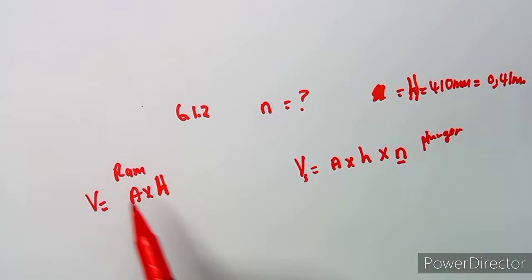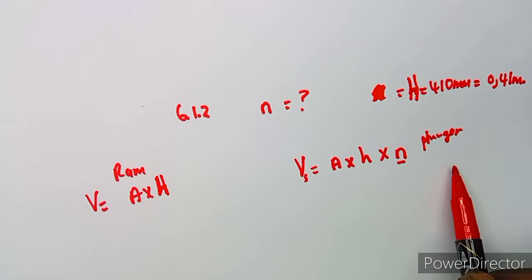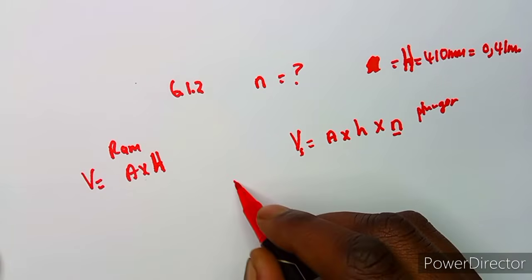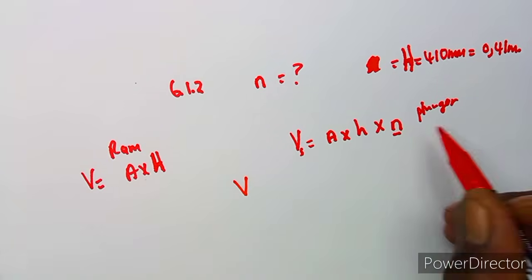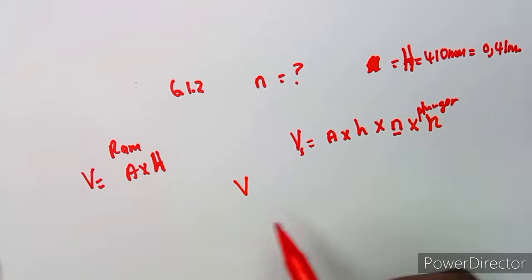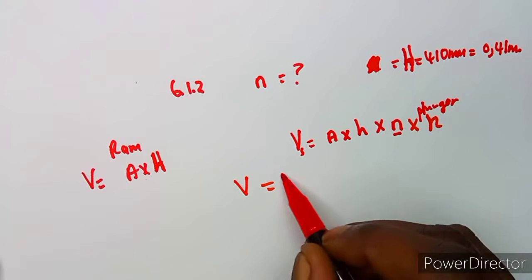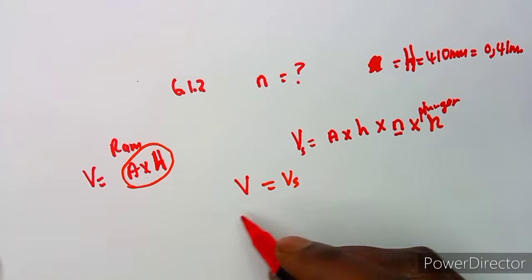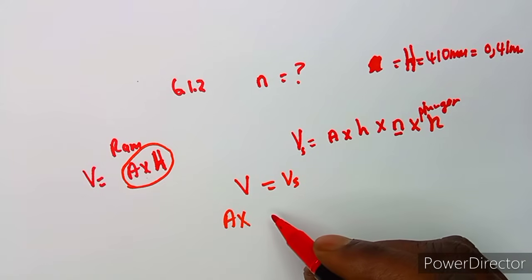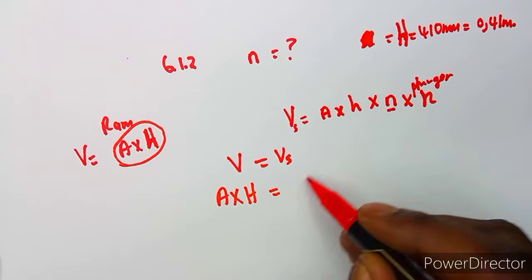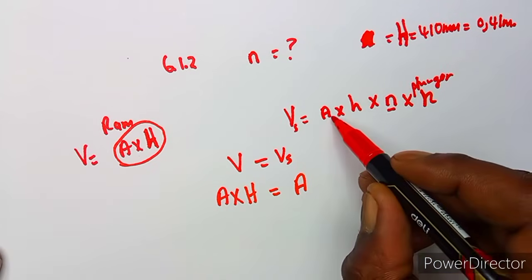So the relationship between these two volumes, the volume on the ram and on the plunger, is that if you multiply by the efficiency, then they are equal. So let's put efficiency here so that they can be equal. So V will be equal to Vs, which is this volume here, the area times the height that you're going to have, is equivalent to the area on the plunger here.